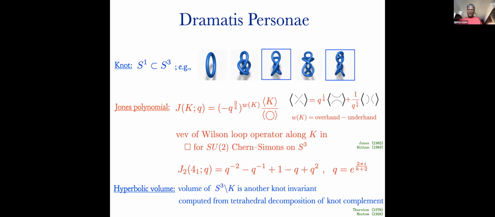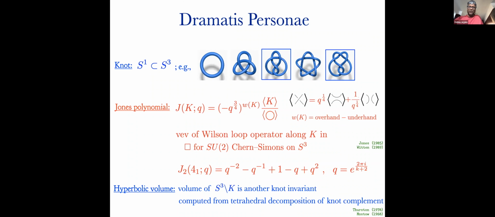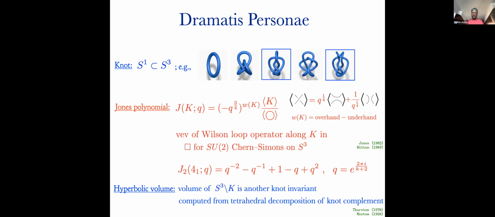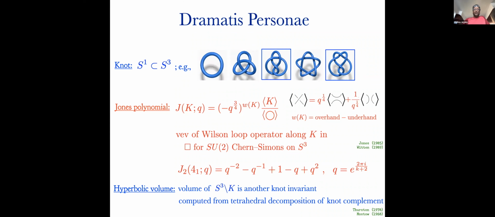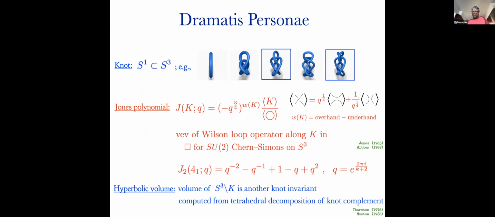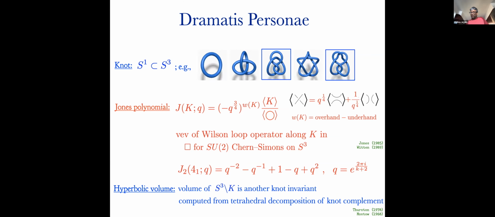The knots that are boxed are examples of hyperbolic knots. And I've written down the Jones polynomial for the figure 8 knot. The variable q is e to the 2 pi i over k plus 2. The k is the level of the Chern-Simons theory. The k plus 2 corresponds to a one-loop correction to the SU(2) path integral. The 2 is the dual Coxeter number of SU(2).